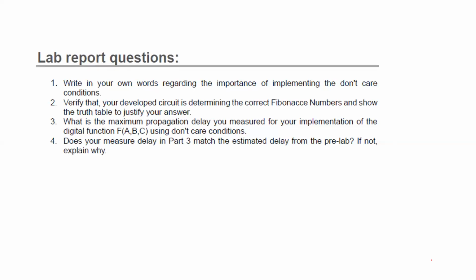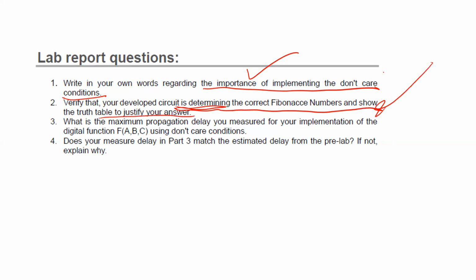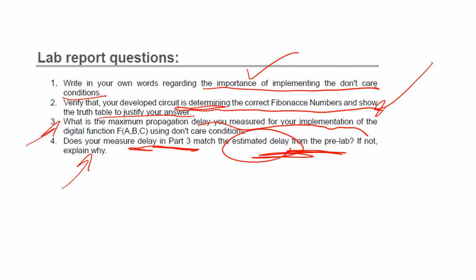In the questions here, the first question asks why the 2^n cases are important. That's a very easy thing to do. Verify that your developed circuit determines the correct Fibonacci and use the truth table to justify your answer. Here, just explain to me why you think your circuit is working. What is the maximum propagation delay you measured, and compare it to that of the digital function f? Here it asks just for the maximum for f, and then I'm asking whether your measurement is similar to your estimation in the pre-lab or not.